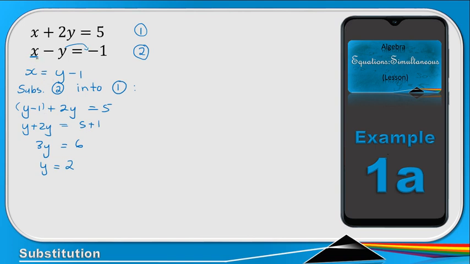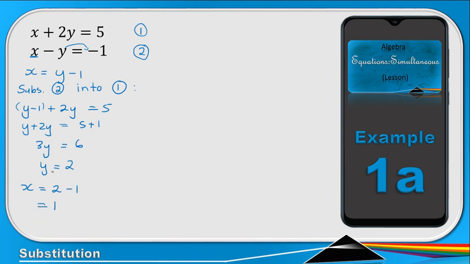We can just simply take our value for y, which is 2, and substitute it. You can either substitute it in one of these equations, but what would be easiest is if you substitute it into this one where you already got x on its own, because now you can just say, okay, x is equal to 2 in place of y, minus 1. So x is then equal to 1.